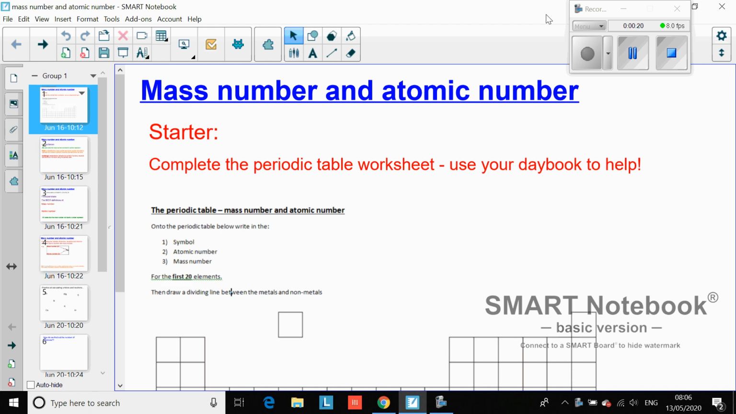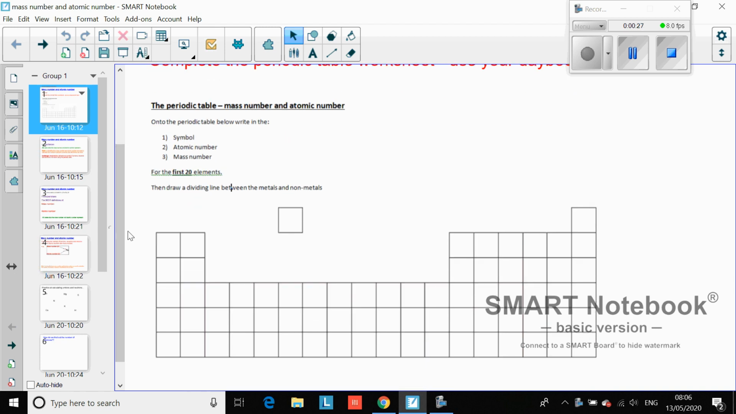The first task I'm going to get you to do is in your assignments, there is a copy of this sheet. If for some reason you can't print this out, you'll just need to get a ruler and a pencil and quickly copy a blank periodic table into your book. For the first 20 elements in the periodic table, I would like you to write the symbol, the atomic number, and the atomic mass.